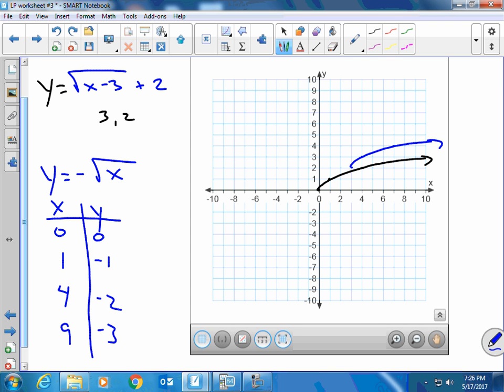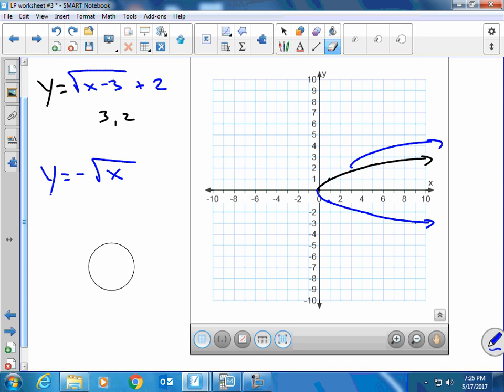So I have the same x-coordinate. I still go over 1, but now I'm going down 1. I still go over 4, but now I'm going down 2. I still go over 9, but I go down 3. It's the same looking graph flipped upside down. Okay, what do you think this does to my graph?